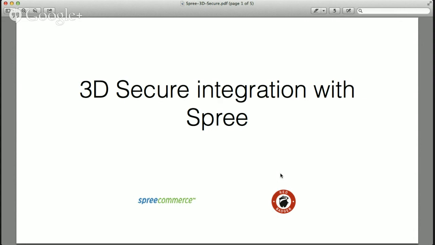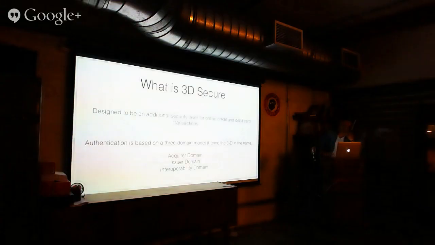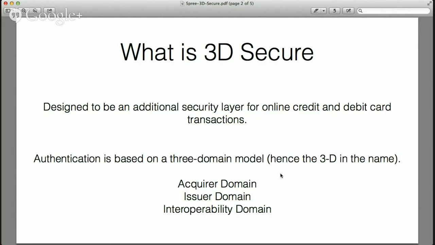So, 3D Secure integration with Spree. What is 3D Secure? It was originally designed to be an additional security layer for online credit and debit card transactions. And it is based on a 3-domain model, hence the 3D, which is not something I expected. I just thought it was a marketing thing. So it's based on acquirer domain, issuer domain, and interoperability domain.